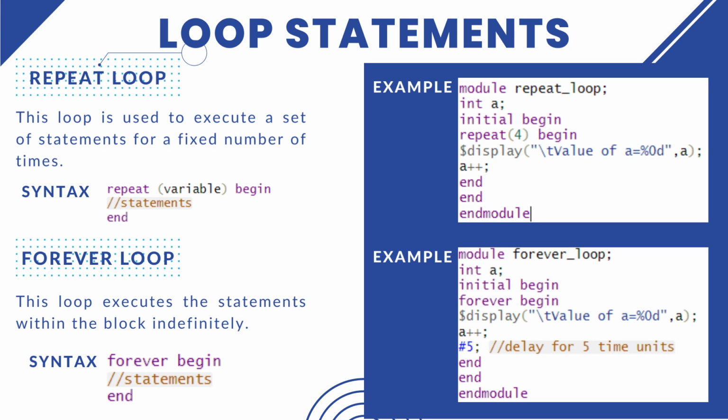In conclusion, repeat and forever loops are essential constructs in SystemVerilog for executing a set of statements repeatedly. The repeat loop executes statements for a fixed number of times, while the forever loop executes statements indefinitely.